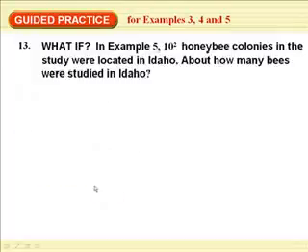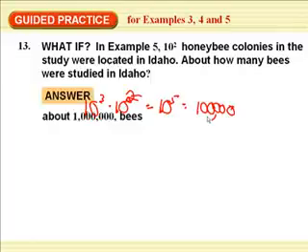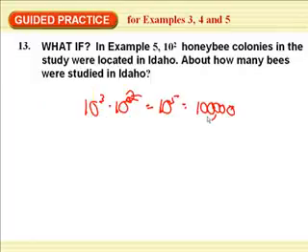All right, what if in example 5, 10 to the 2nd honeybee colonies in the study were located in Idaho? About how many bees were studied in Idaho? So there was what, 10 to the 3rd number of bees in each colony? So 10 to the 3rd times 10 to the 5th, I believe. 10 to the 2nd, I mean, it's 10 to the 5th. 1, 2, 3, 4, 5. 100,000? Where did I mess up? Hold on.